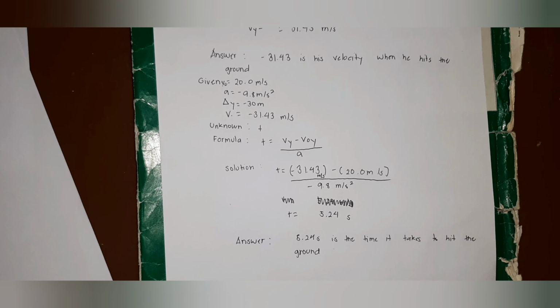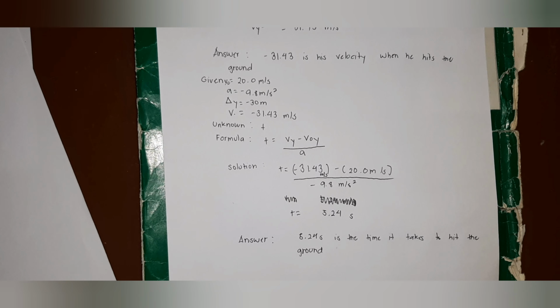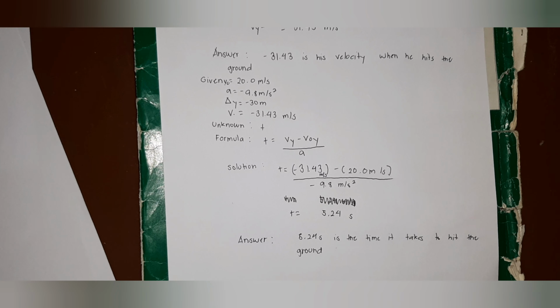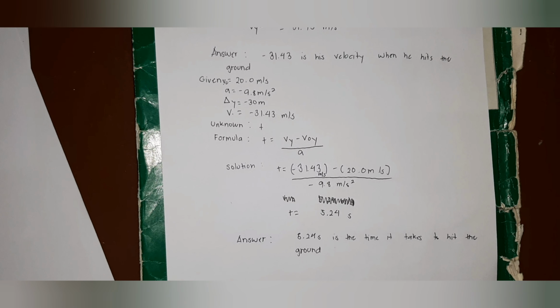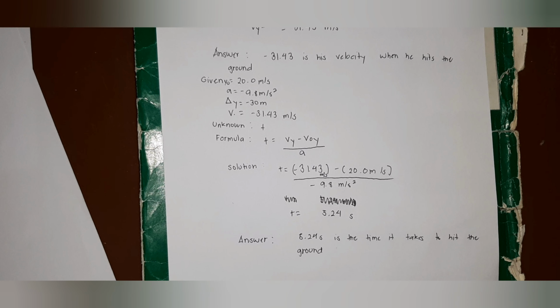And so for B, the given is 20 meters per second for the initial velocity, the acceleration due to gravity is negative 9.8 meters per second squared, and the delta y is negative 30 meters. And we got the final velocity in the first problem, so we have negative 31.43 meters per second. So the unknown for now is the time. The formula is t equals final velocity minus initial velocity over acceleration due to gravity. And here is the solution.